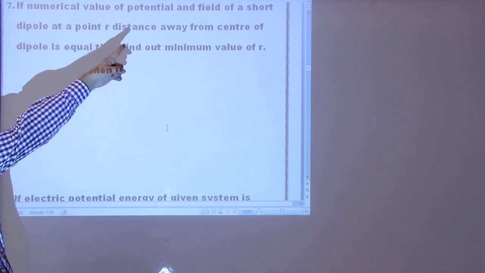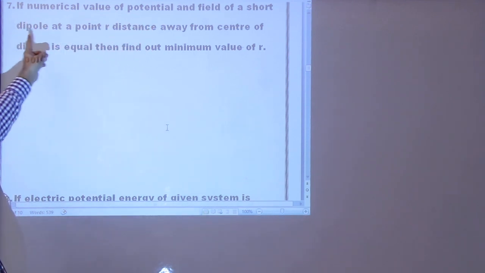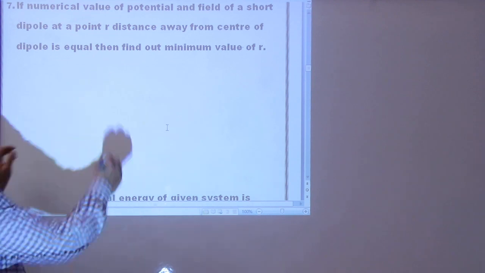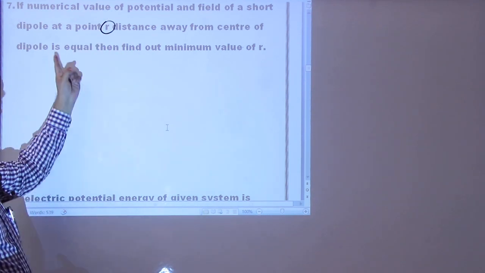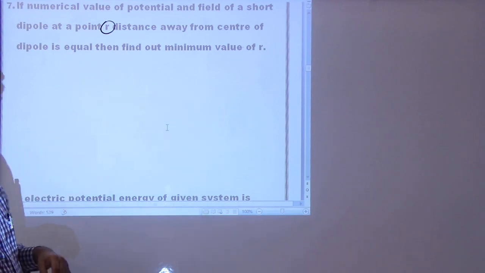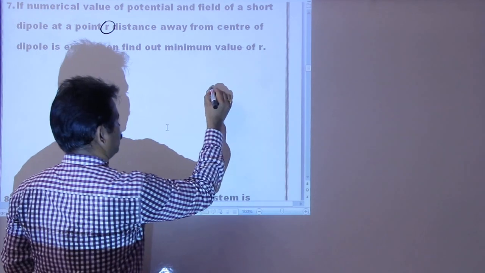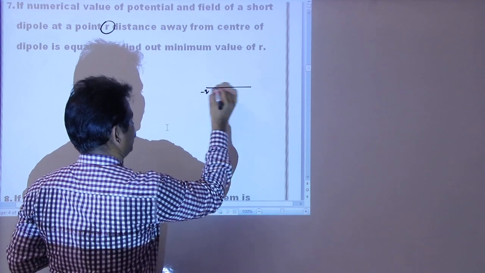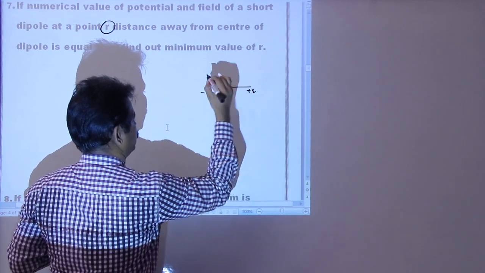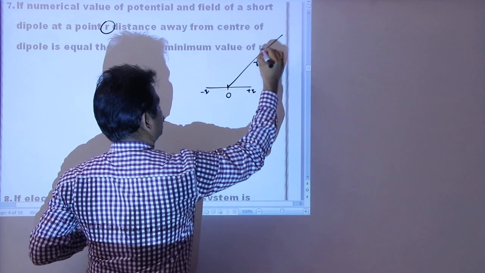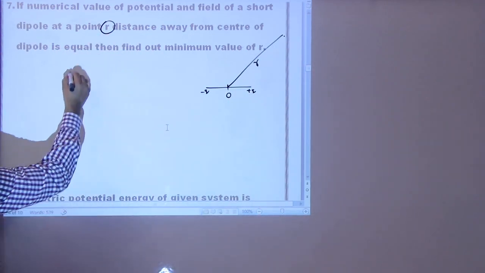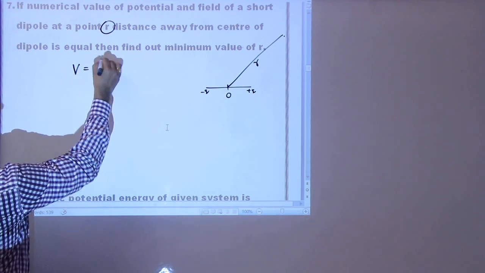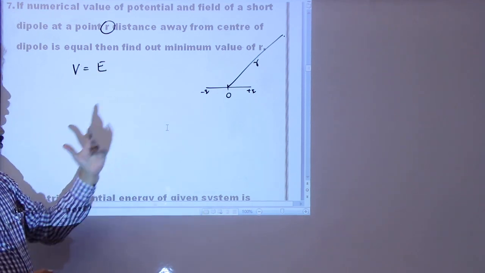Seventh problem. If the numerical value of potential and field of a short dipole at a point r distance away from the center of the dipole is equal, then find the minimum value of r. So I have taken a dipole here. So this is the dipole, minus q, plus q. This is center O, at a distance r. Here both the electric field as well as electric potential are numerically equal. So potential equal to field.